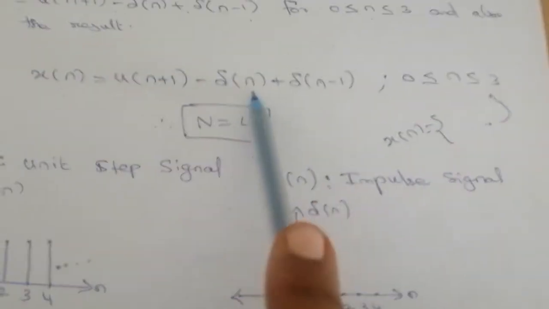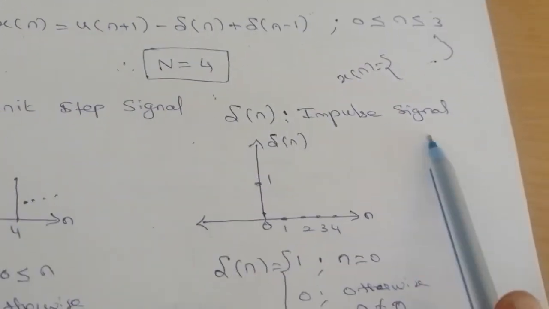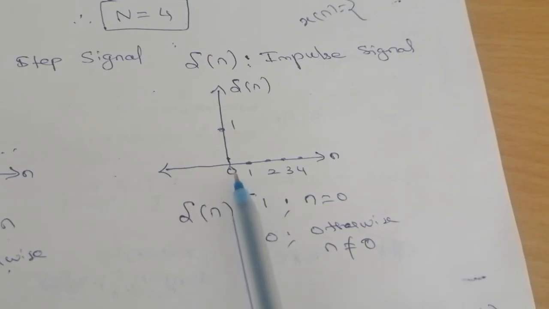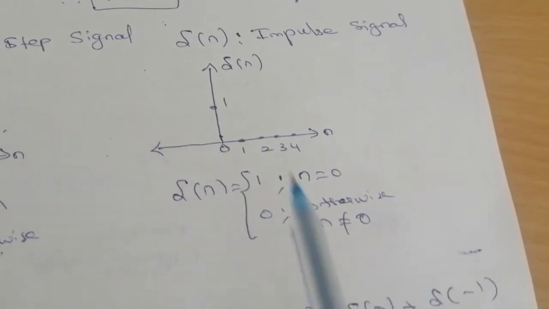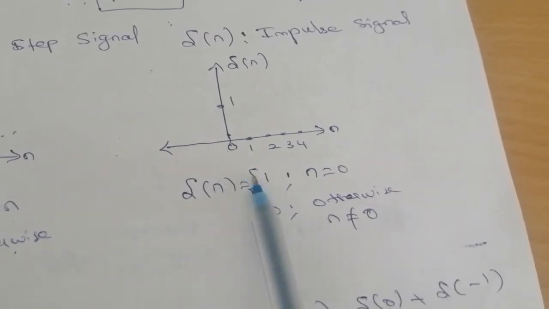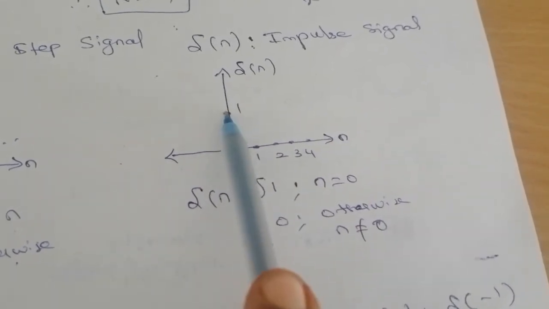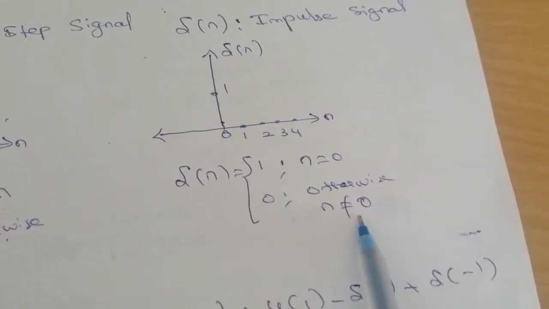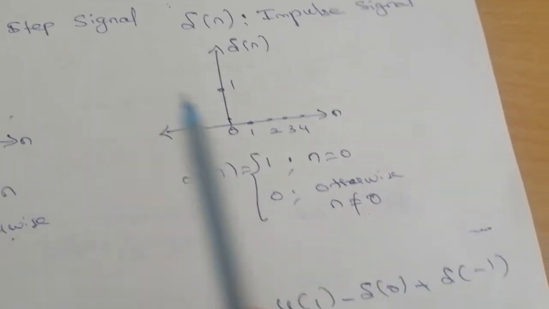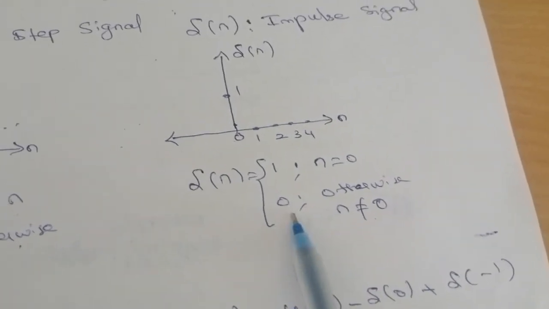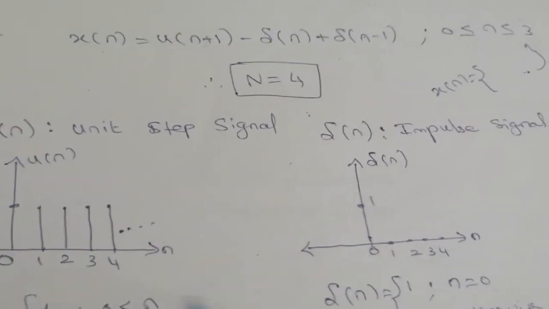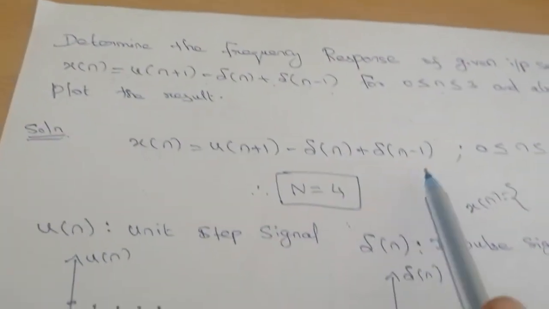The second function is del. Del represents the impulse signal. The graphical representation of the impulse signal is this one. The mathematical expression is del of n equals 1 for n equal to 0. If n equals 0, then del of n equals 1. If n is not equal to 0, that means positive or negative values, then the del of n value becomes 0. If you know these two functions, then we can solve that equation.